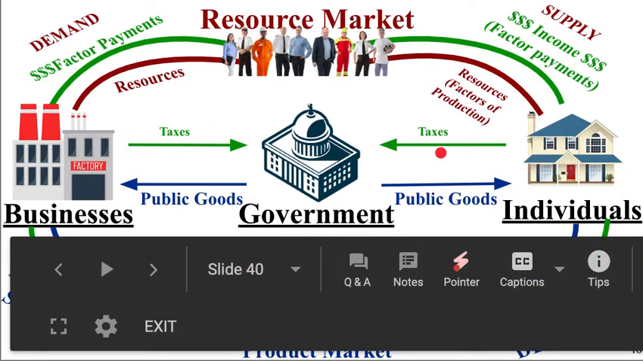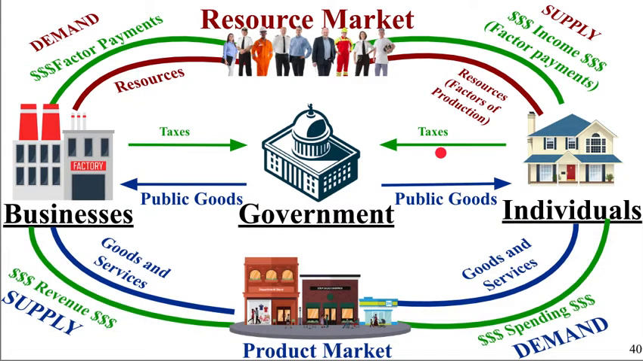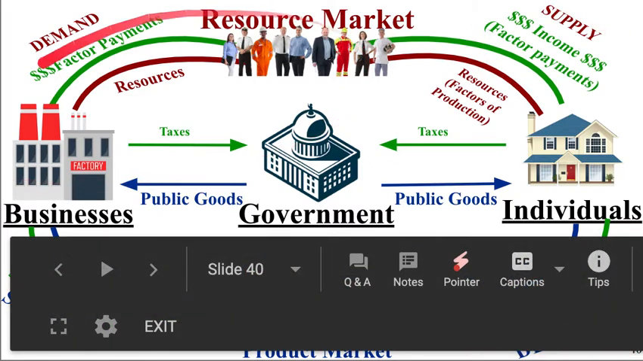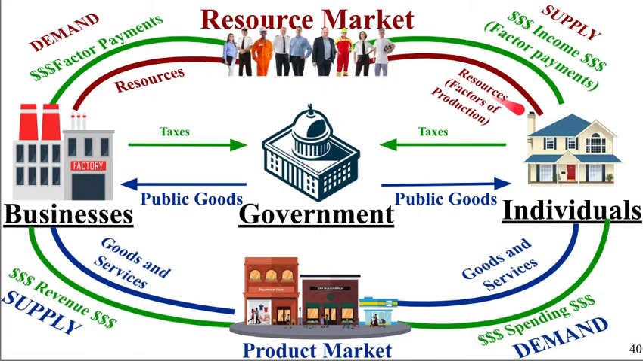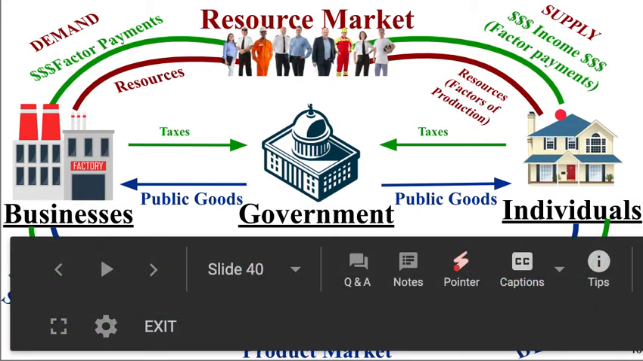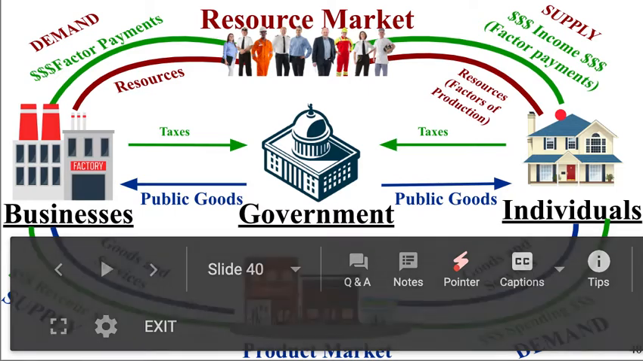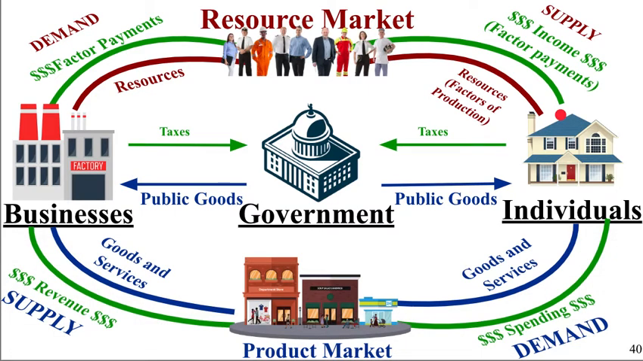Well, look at the circular flow model here. What happens if the businesses have less money to put into the resource market, into this entire circular flow model? Take money out of the green circle right here. What does that mean for individuals? That means they're going to have less income. So there's consequences to every government decision that happens regarding the circular flow model.